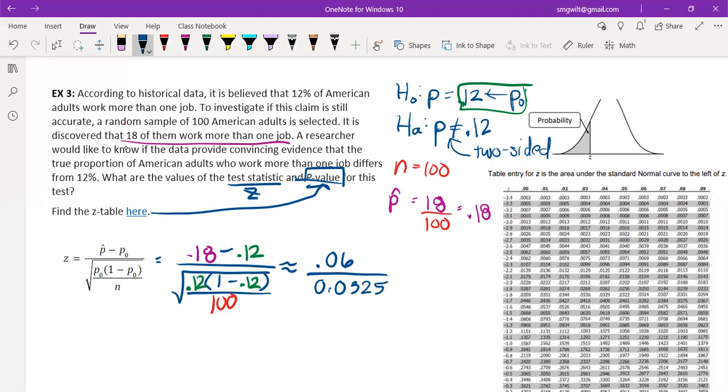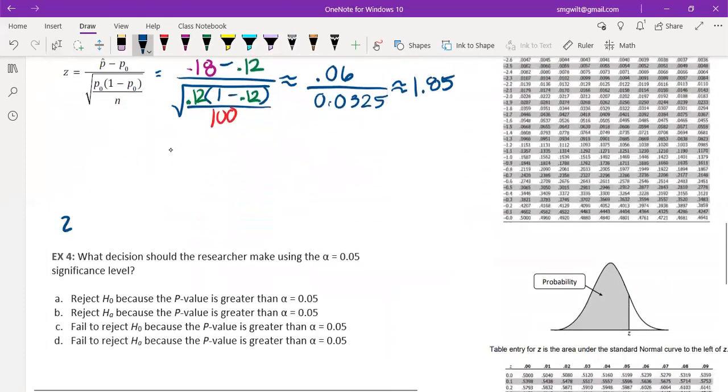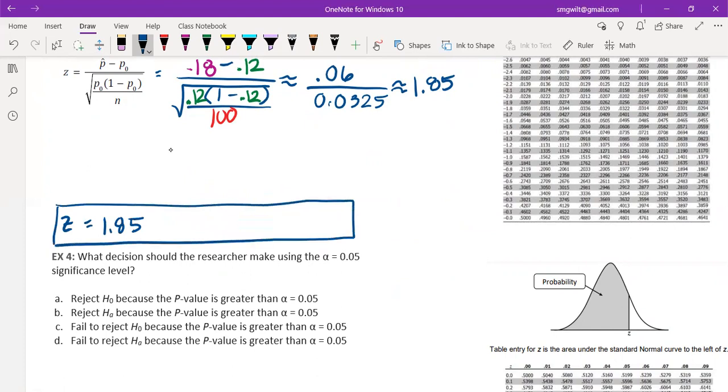And then dividing that, I get about 1.85. So that's my test statistic. So I'm going to populate my answer here. So z is equal to 1.85 is the first part of my answer. The other part is going to be the p-value.